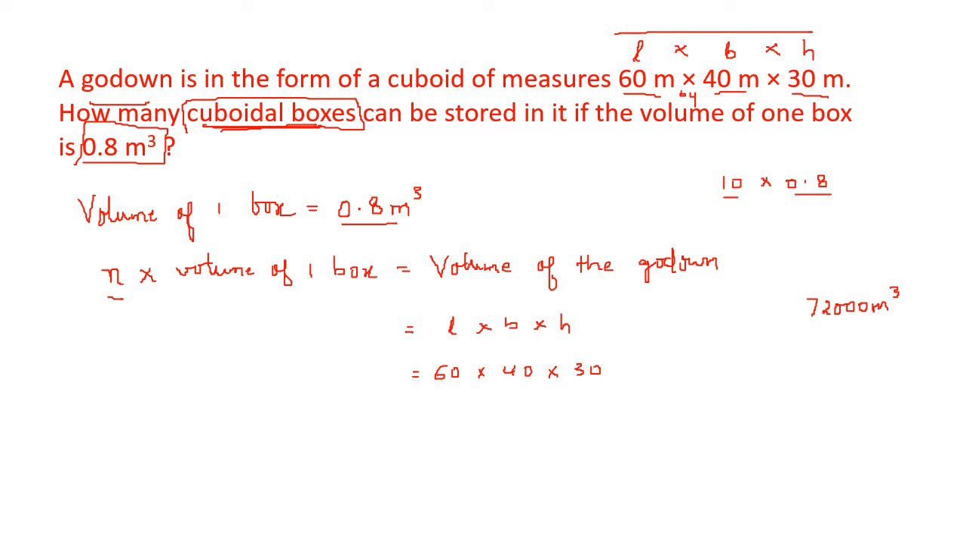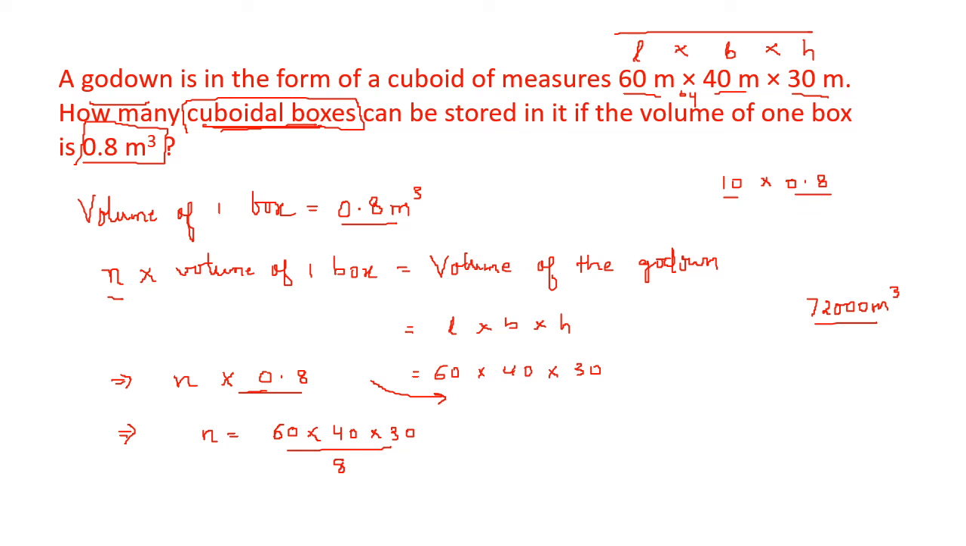Now n into volume of one box. What is the volume of one box? 0.8 meter cube. So if I take n boxes and start piling up in the godown, it will be full. But how many boxes is that? So now we have to rearrange the sum. Since 0.8 is in multiplication here, it should go into division on the right side. So I get 60 into 40 into 30 upon 0.8.